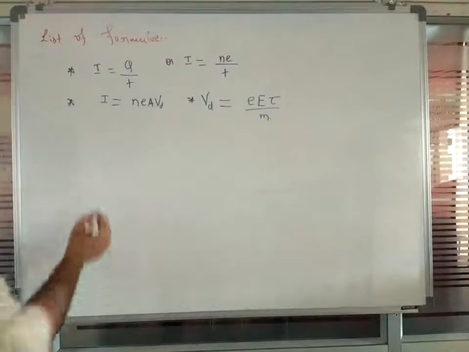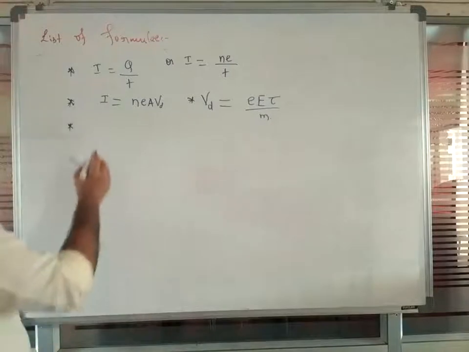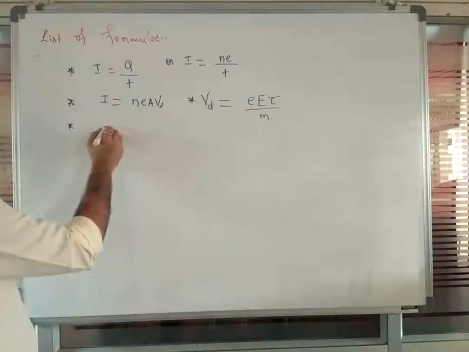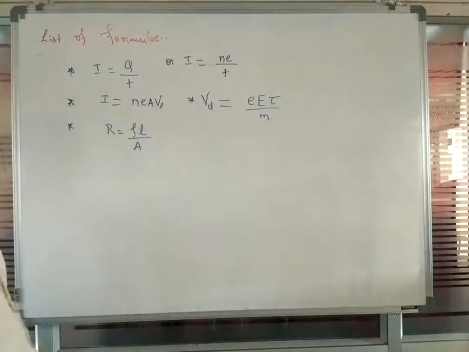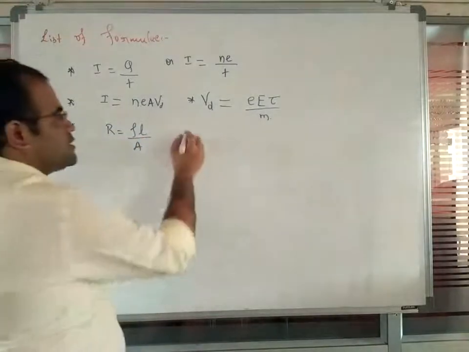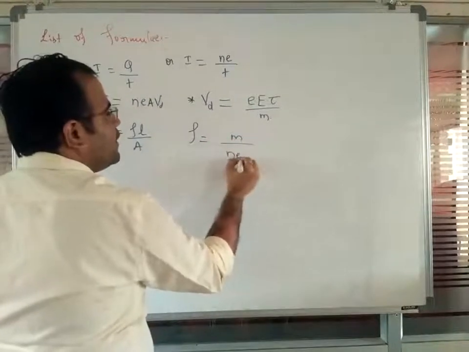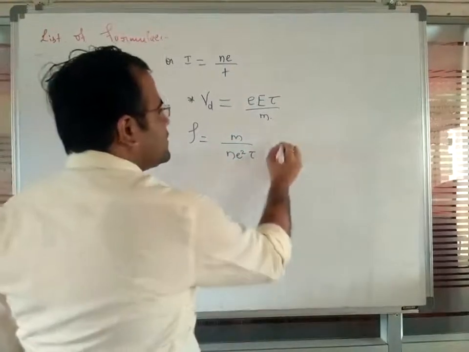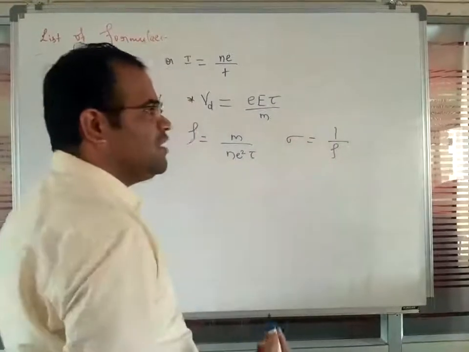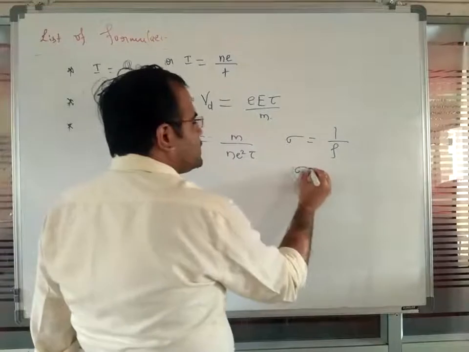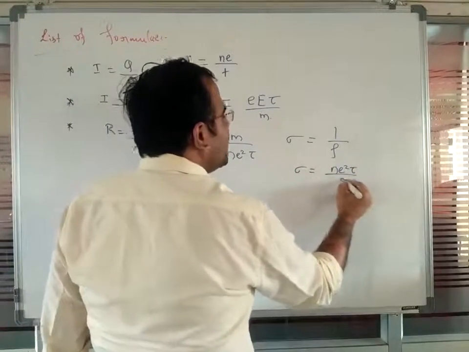Next, after getting the current in terms of drift velocity, we have taken the equation corresponding to the resistor. So R is equal to rho into L divided by A, or else this rho can also be written as m divided by n e square tau, or else this conductivity can be replaced as the reciprocal of the resistivity, or else sigma is equal to n e square tau divided by m.